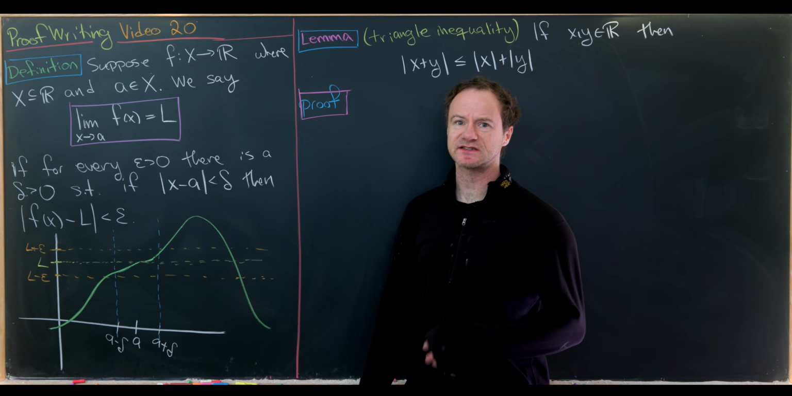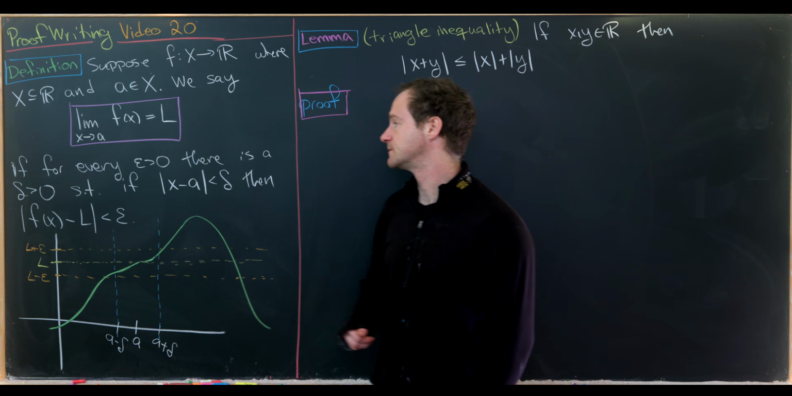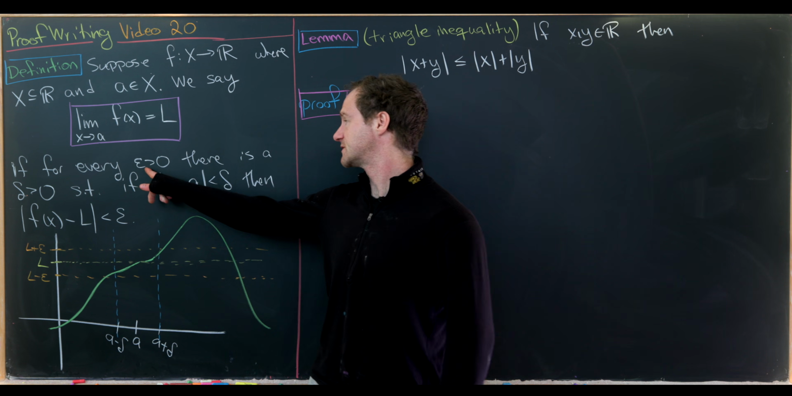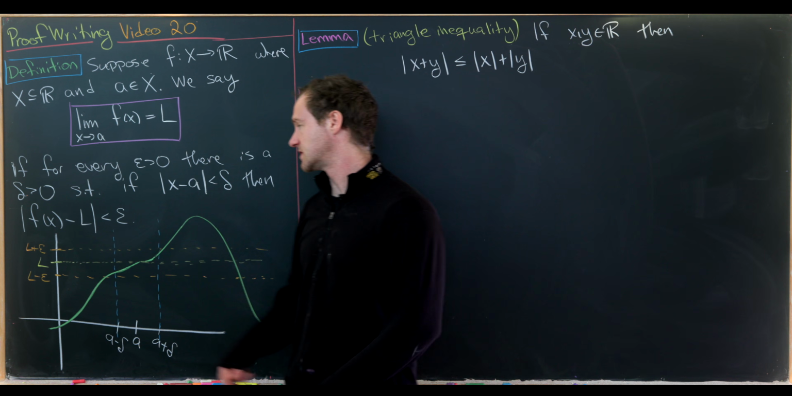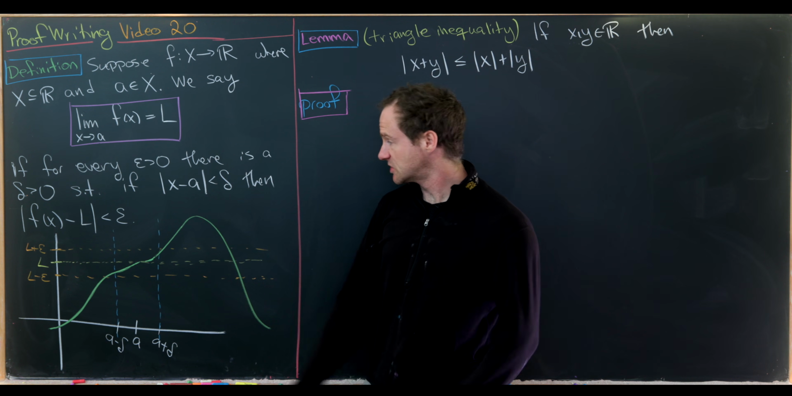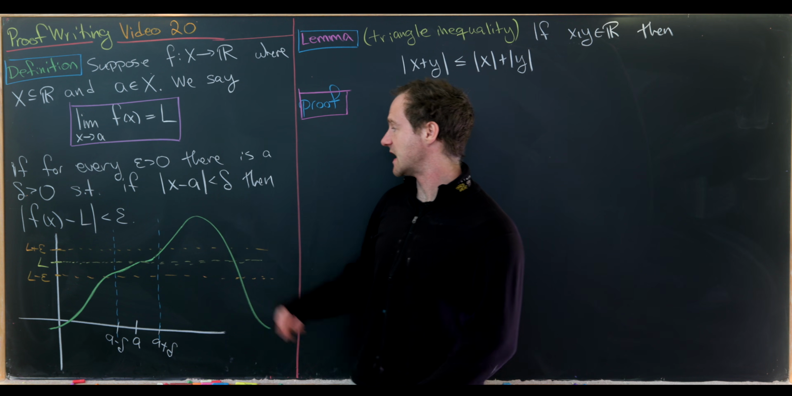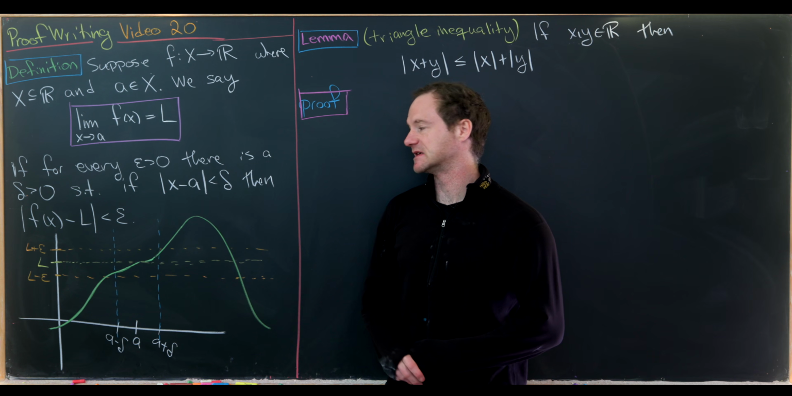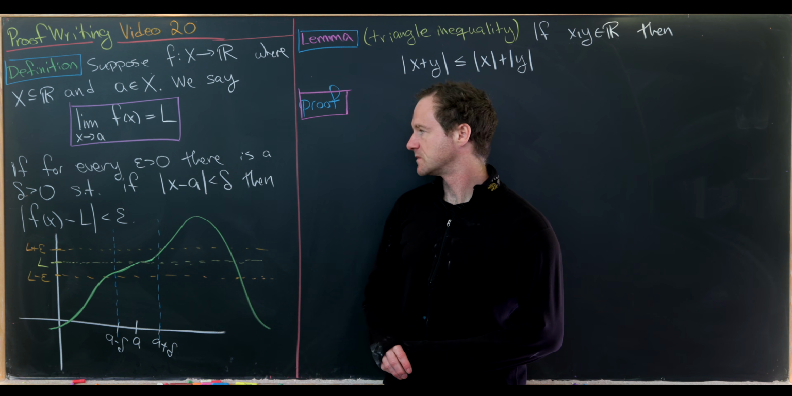So let's read this and then parse out what it means. We have, for every epsilon bigger than 0, there is a delta bigger than 0, such that if |x minus a| is less than delta, then |f of x minus L| is less than epsilon.